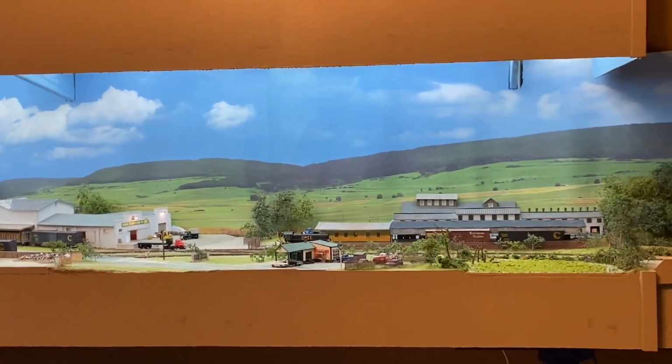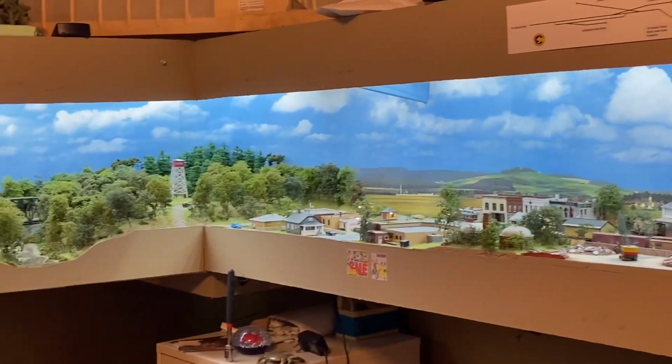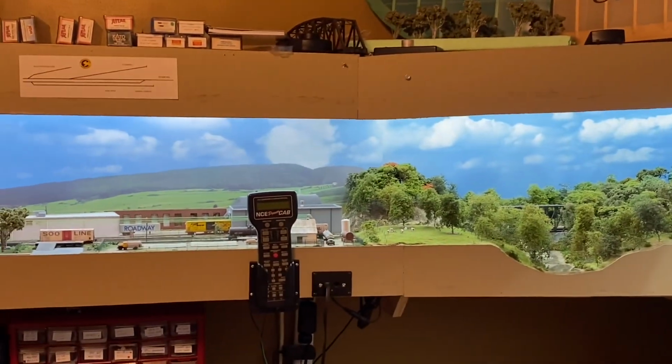The reason why I'm doing this video is to sort of explain, because I've got two DT&I run-through trains. They are completely separate trains. So I want to explain how it is in real life and explain those trains.